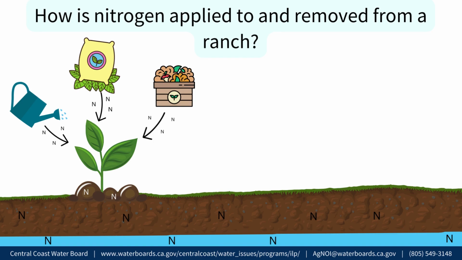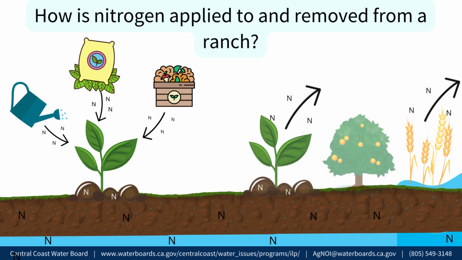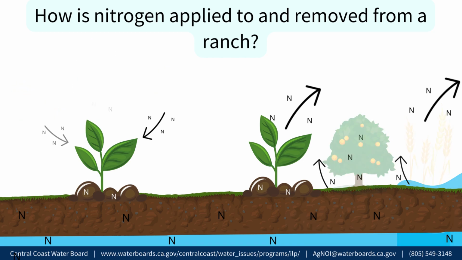How is nitrogen applied to and removed from a ranch? Nitrogen can be applied to a ranch through irrigation water, fertilizer, synthetic and organic, and compost. Nitrogen can be removed from a ranch through harvest of crop material, sequestration in woody materials of permanent or semi-permanent crops like fruit trees or raspberry canes, nitrogen scavenging through cover crops, high carbon amendments, and high carbon woody mulches, treatment technologies, and new innovative techniques like a bioreactor.